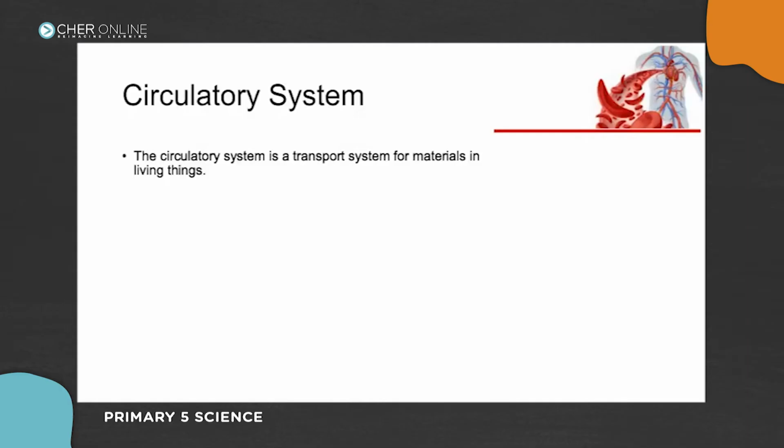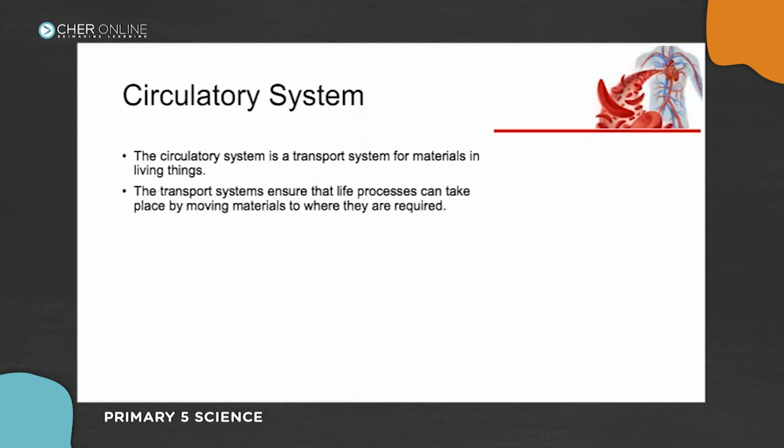So now that we have looked at the muscular system as well as the skeletal system very briefly, we're going to now look in detail at the circulatory system. The circulatory system has a very important function. Its main job is to transport materials for living things. Materials like what? Things that you need and things that you don't need.